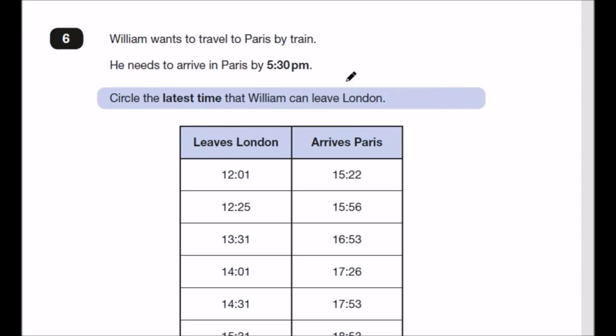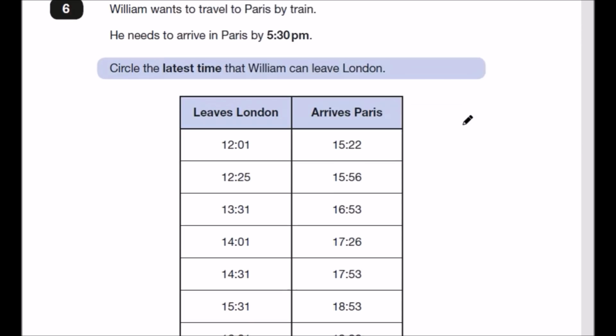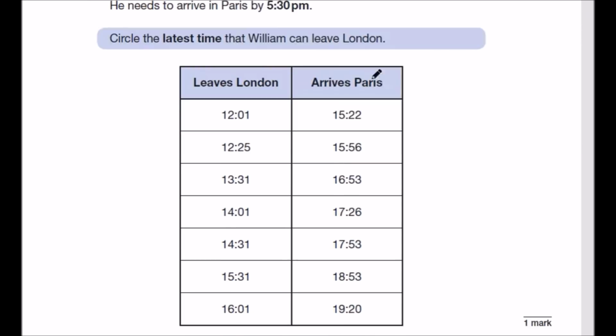So William wants to travel to Paris by train. He needs to arrive in Paris by 5:30 p.m. Circle the latest time that William can leave. So we need to think about the latest time he can leave London to get to Paris by 5:30. What you want to do is look on the Paris column and see the time in the 24-hour clock.